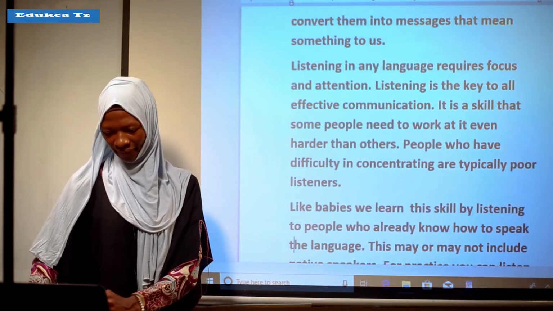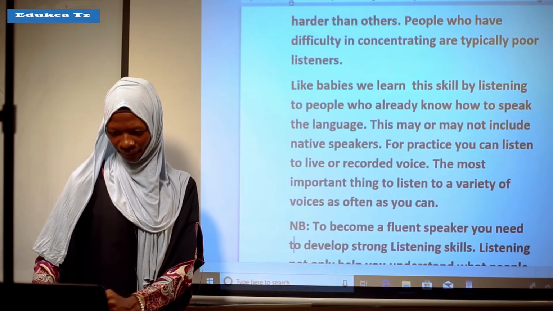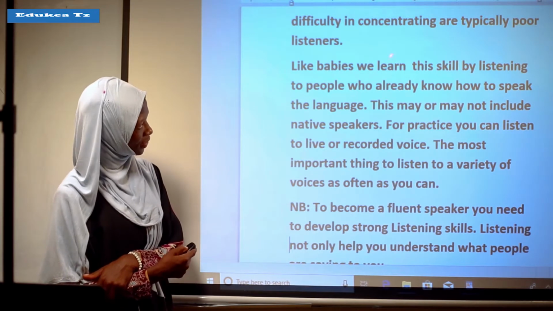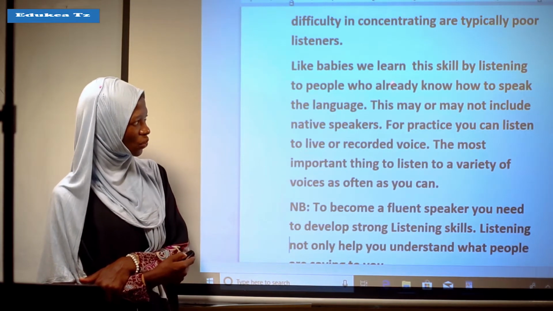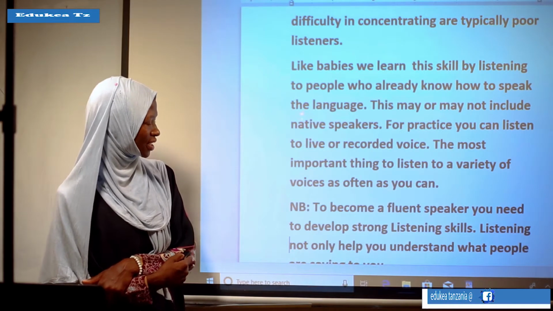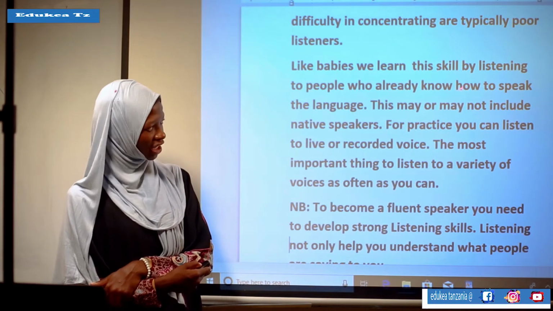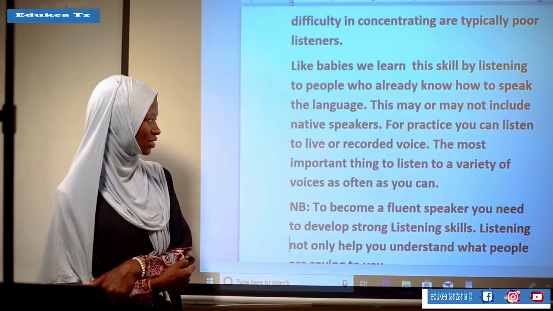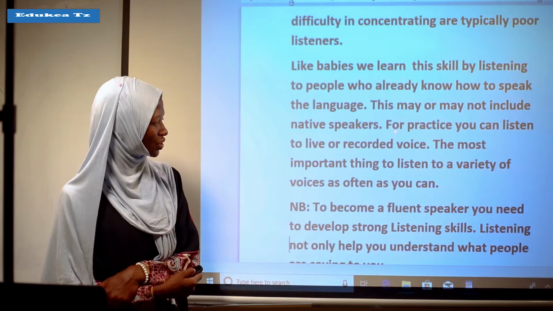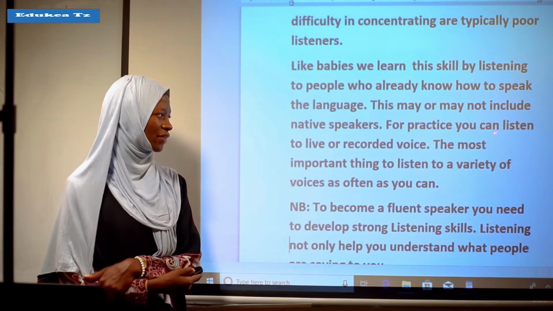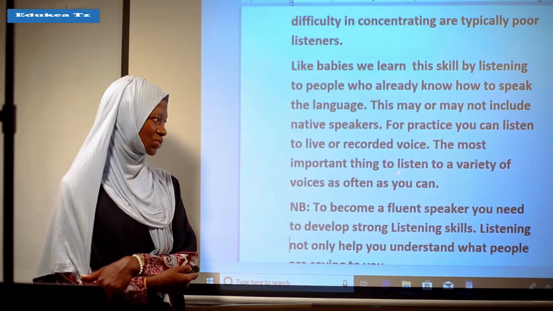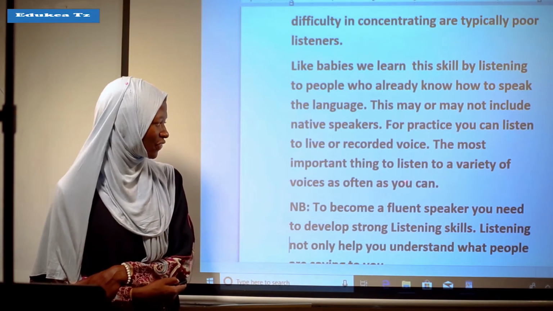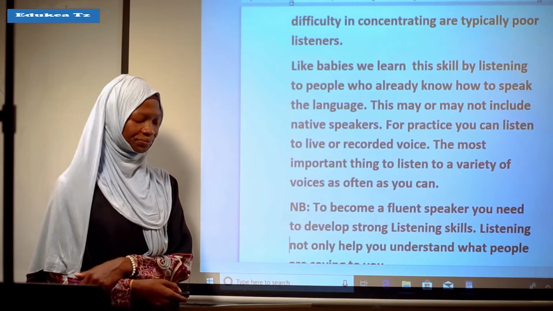An example of this is babies. They say that we learn this skill by listening to people who already know how to speak the language. This may or may not include native speakers. For practice, you can listen to live or recorded voices. The most important thing is to listen to a variety of voices, and as often as you can.